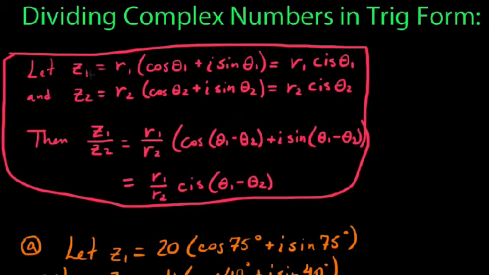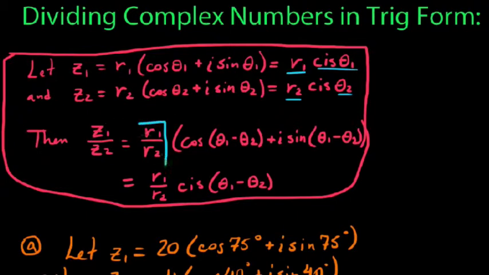We say let z1, or complex number 1, be r1 times cosine theta 1 plus i sine theta 1, or in abbreviated form, we could say our modulus is r1 times cis theta 1. So we have the length of our vector and the direction of our vector here, and our second complex number also has its modulus and argument, or length and direction. If these two numbers are listed in trig form already, then their quotient, z1 divided by z2, is simply this.